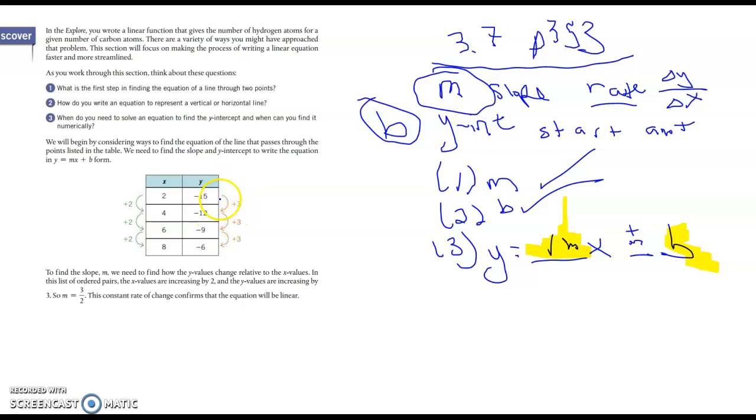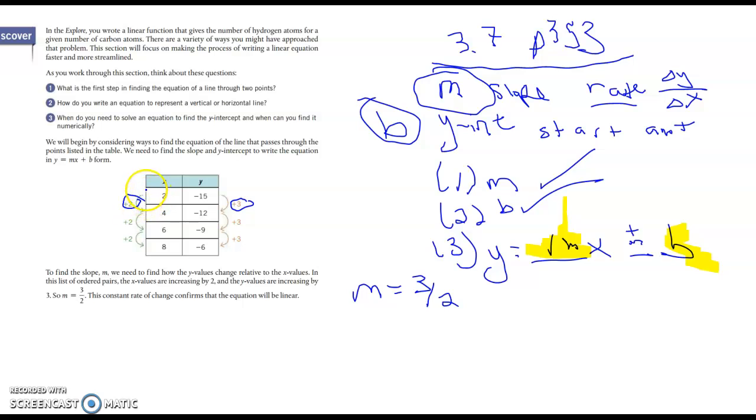We've done linear stuff before. See how this is constantly going up by 3 and 2. So our change in y over change in x is 3 over 2. So right away, step number 1 is done. I know what my rate is. It's 3/2, or maybe 1.5 if you like that better. So the problem is b. How am I going to figure out b?